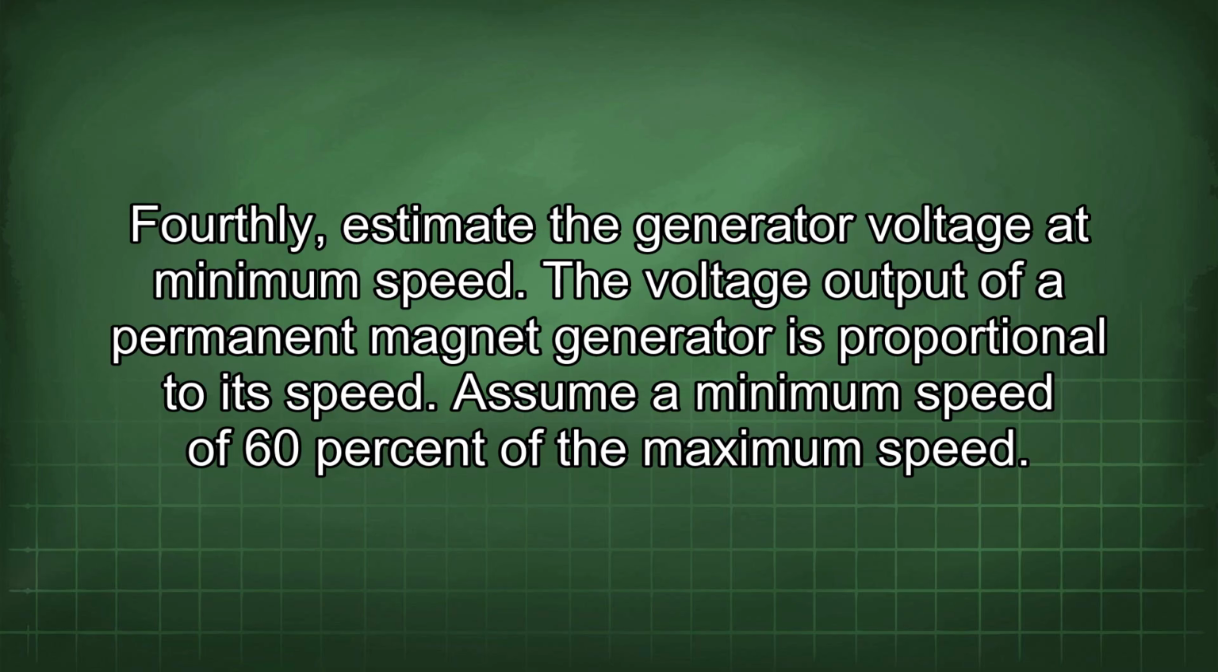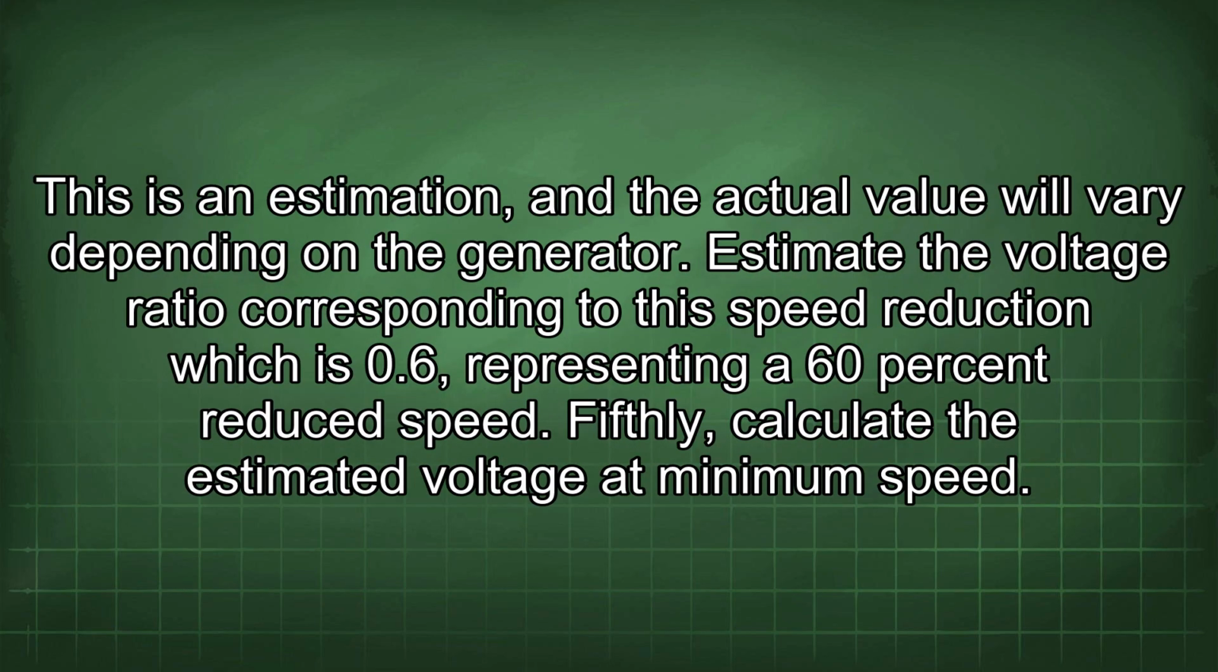Fourthly, estimate the generator voltage at minimum speed. The voltage output of a permanent magnet generator is proportional to its speed. Assume a minimum speed of 60% of the maximum speed. This is an estimation, and the actual value will vary depending on the generator. Estimate the voltage ratio corresponding to the speed reduction, which is 0.6, representing a 60% reduced speed.